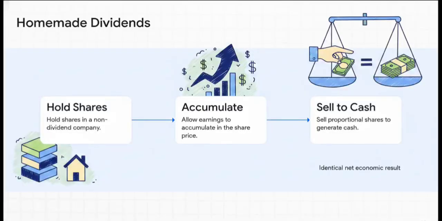Now, because of this math, you don't actually need a company to pay you a dividend to generate income. You can manufacture your own. It's like a three-step formula. Step 1, you hold shares in a company that doesn't pay a dividend. Step 2, you let the company's profits accumulate inside the business, which drives up the share price. And step 3, when you need cash, you simply sell a proportional number of your shares. You are in total control of the timeline, and the net economic result to your portfolio is absolutely, completely identical to receiving a traditional dividend.